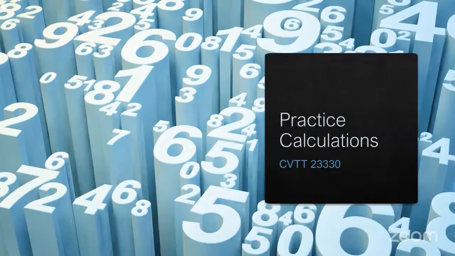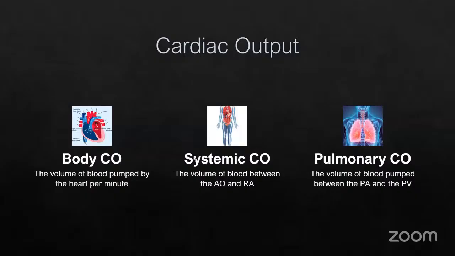Professor P, let's go ahead and talk about calculations. This is for your hemodynamic part on your CBT. Oh my goodness, I just noticed I added extra numbers in there. It's 2330. Okay, so when we have talked about cardiac output.